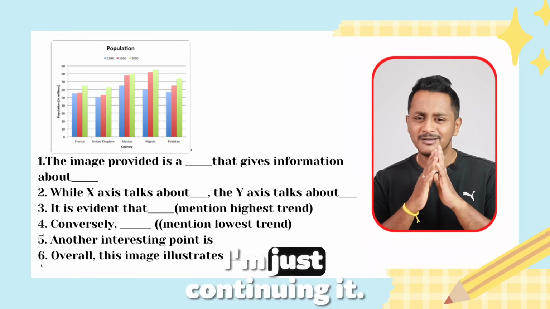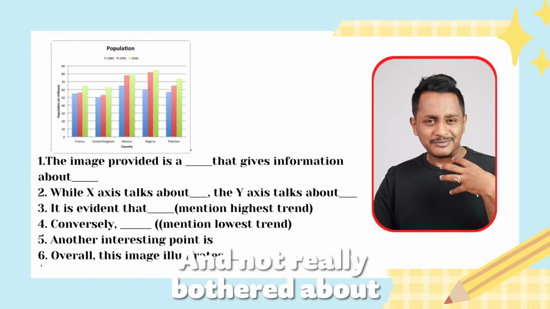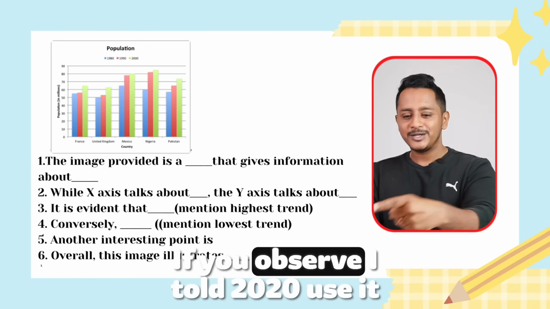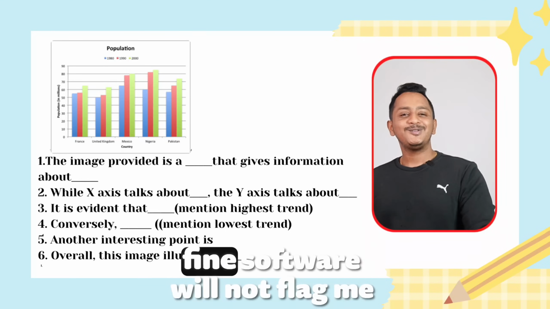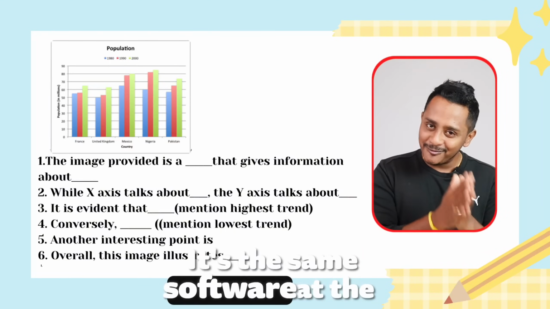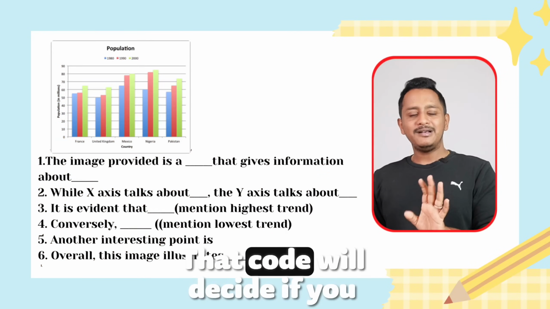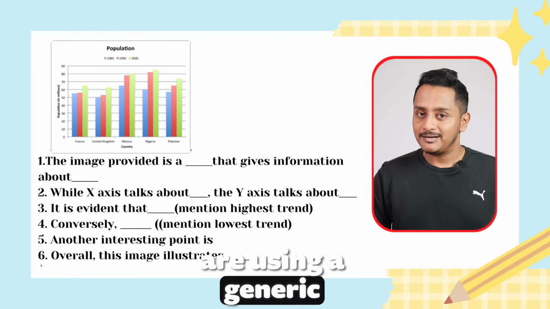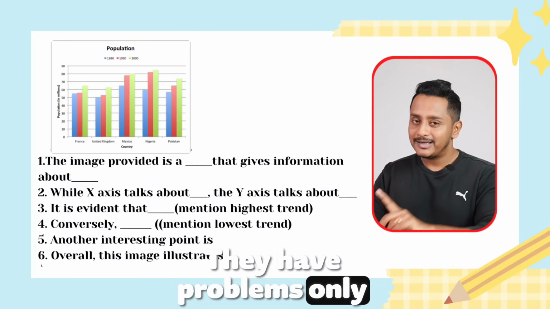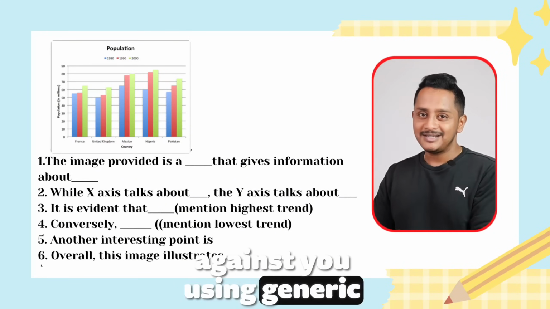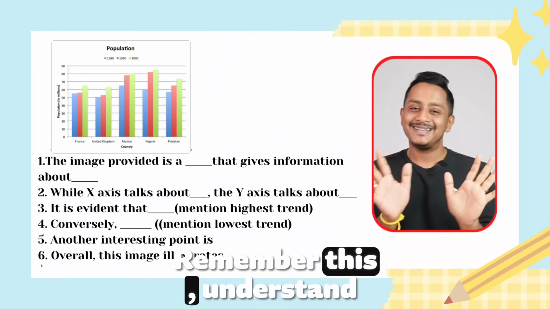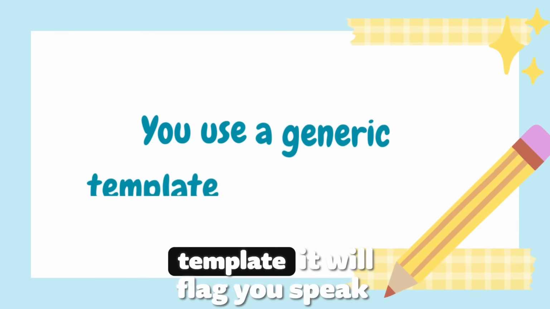Is it so difficult to speak? If you observe, I'm just continuing it. I'm not really bothered about the content. If you observe, I said 2020. Is it fine? The software will not flag me, guys. It's the same software at the end of the day. Another patch of code they have added. That code will decide if you're using a generic template. They have problems only against you using a generic template, not against you. Remember this, understand this. You use a generic template, it will flag.